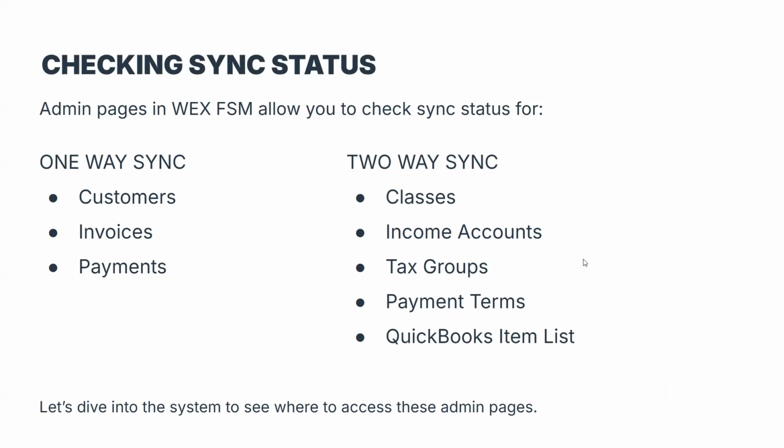So for one-way sync items, we're going to be looking for our customers, invoices, and payments in WEX FSM. And for our two-way sync items, we want to look at our classes, income accounts, tax groups, payment terms, and QuickBooks item lists. So now let's go ahead and dive into WEX FSM and see where we can find these syncing items.